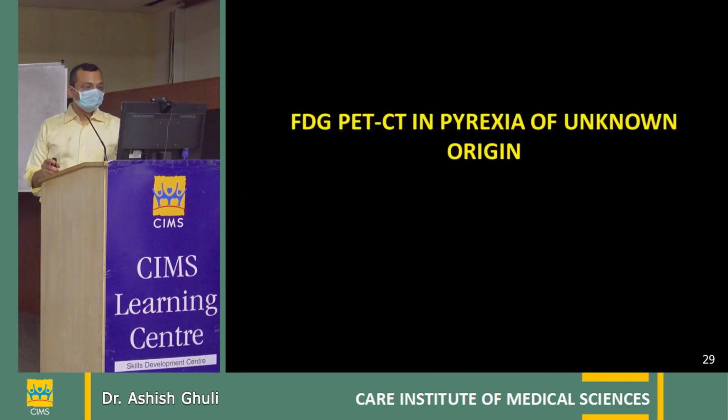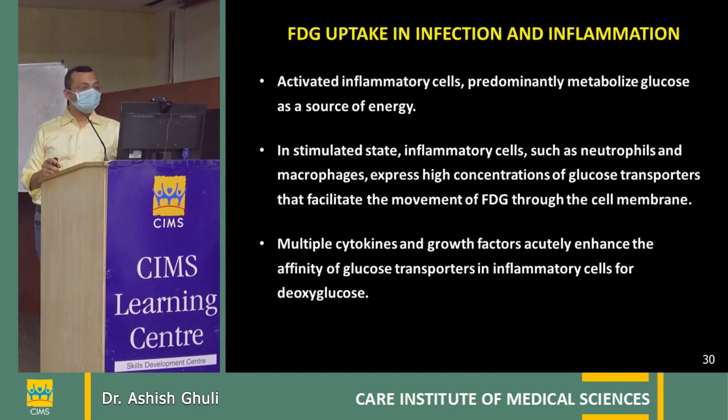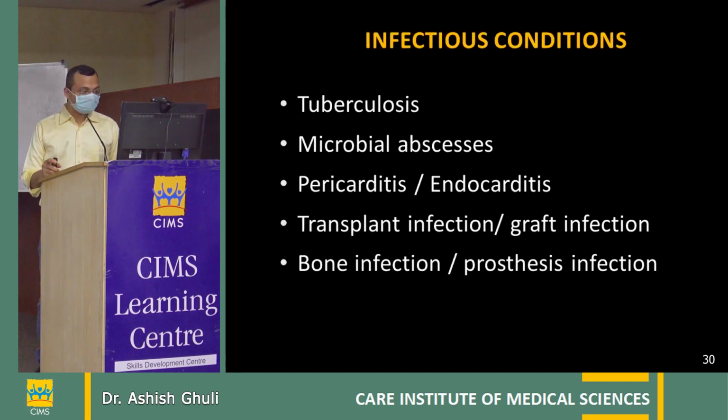Coming to pyrexia of unknown origin. PET CT in infection and inflammation, the mechanism of uptake is into the activated inflammatory cells, because they predominantly metabolize glucose as the source of energy. In the stimulated state, inflammatory cells such as neutrophils and macrophages express high concentrations of glucose transporters that facilitate the movement of FDG through the cell membrane. Multiple cytokines and growth factors actively enhance the affinity of the glucose transporters in inflammatory cells for the deoxyglucose.